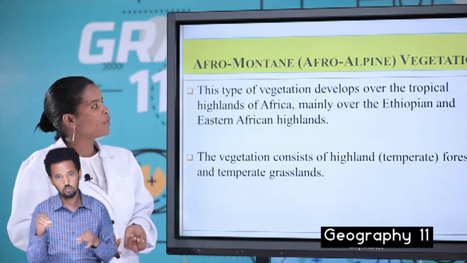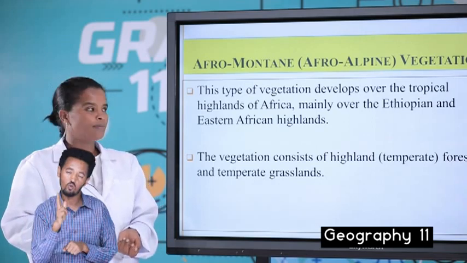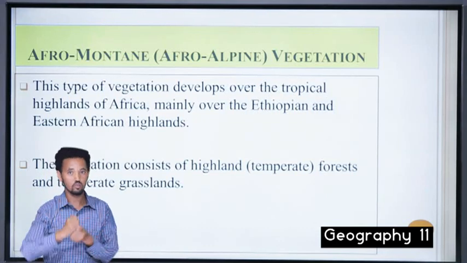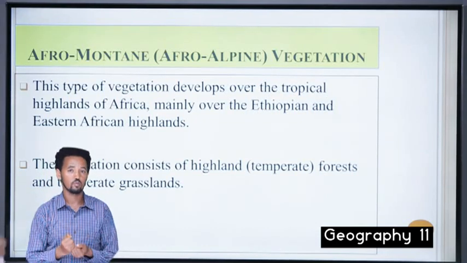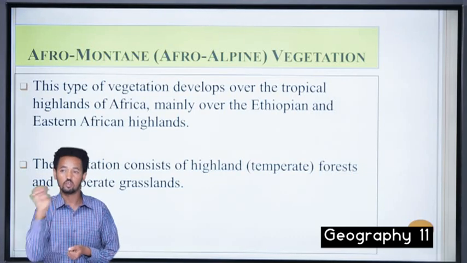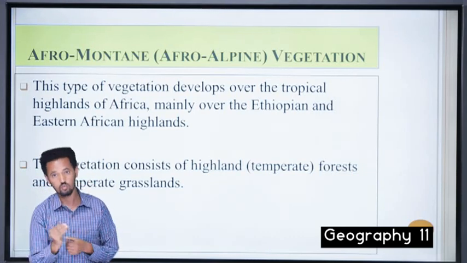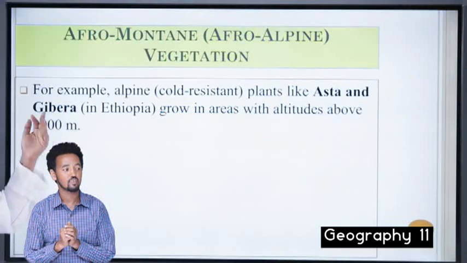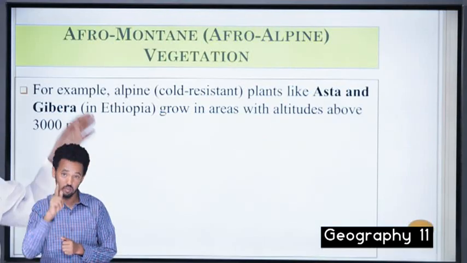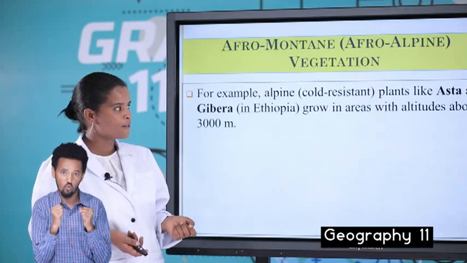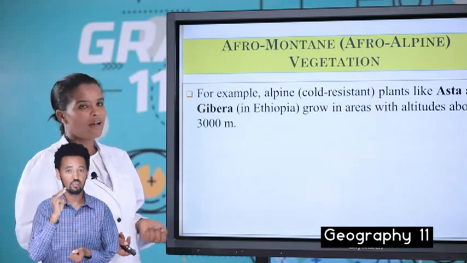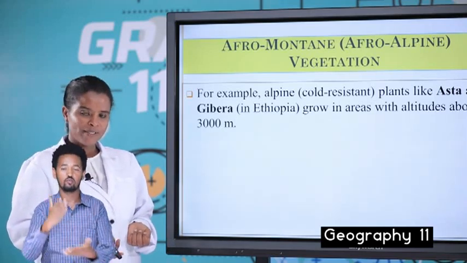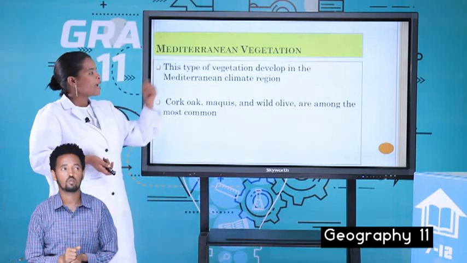Let's move to the Afro-mountain or Afro-Alpine vegetation. This type of vegetation develops over the tropical highlands of Africa, mainly in the Ethiopian and East African highlands. The vegetation consists of highland or temperate forests and temperate grassland. For example, alpine plants are cold-resistant plants like Hagenia and Giant Lobelia in Ethiopia that grow in areas with altitude above 3,000 meters.